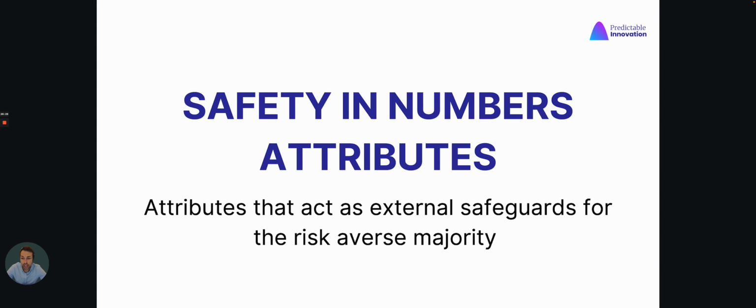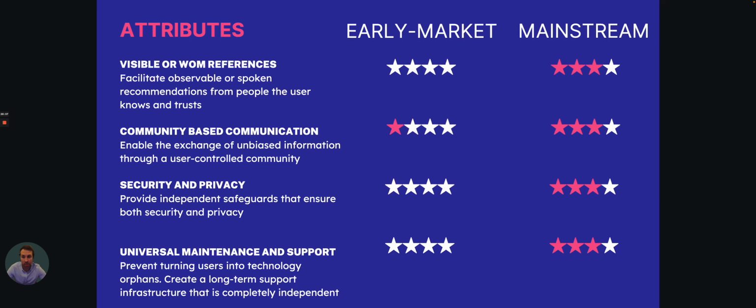Now, the fourth and last set of attributes to reduce your risk perception, in terms of intangibles that complete your product, are the safety numbers attributes. It's: I'm not alone with this technology. The early adopters and the innovators want to move ahead, but the majority wants tested things and proof that this thing is tested, right? So those are attributes that act as an external safeguard for the risk-averse majority.